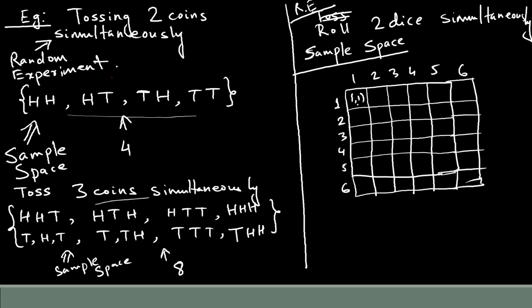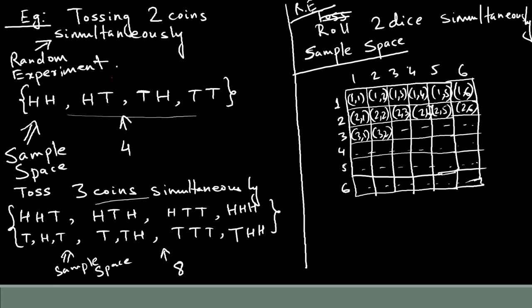It can be 1, 1, or it can be 1, 2, or 1, 3, or 1, 4, or 1, 5, or 1, 6, or you can get 2, 1, or 2, 2, or 2, 3, or 2, 4, or 2, 5, or 2, 6, right? Similarly, 3, 1, 3, 2, like that it will go up till 3, 6, 4, 1, 4, 2, 4, 3, 4, 5, 4, 6, 5, 1, 5, 2, 5, 3, 5, 4, 5, 6, 6, 1, 6, 2, 6, 3, 6, 4, 6, 5, 6, 6.